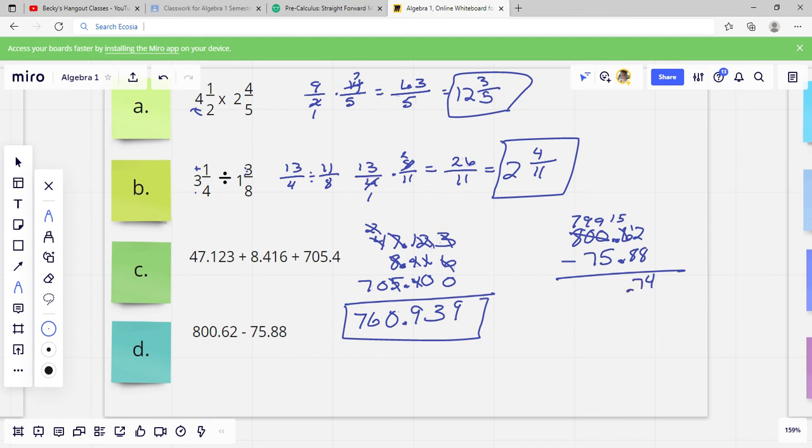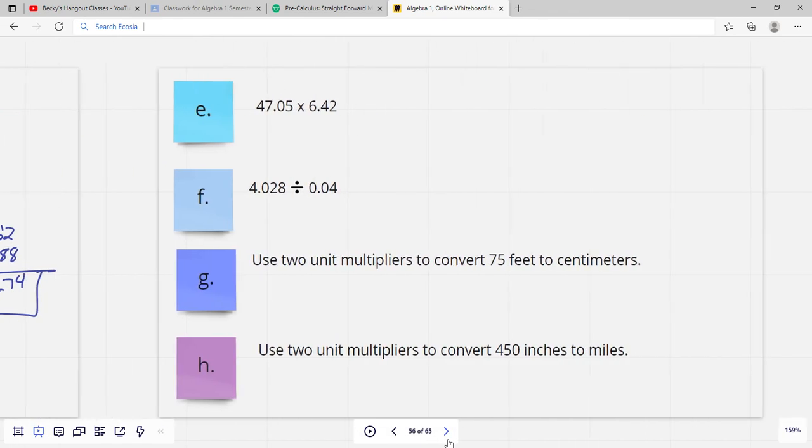Now I've got 9 minus 5, which would be 4. 9 minus 7 is 2. 7 minus 0 is 7. So you should have 724.74. All right, there are a couple more. They're on the next slide here.